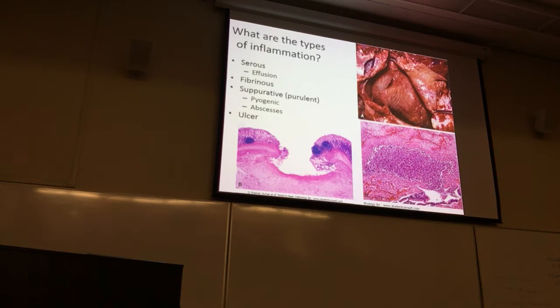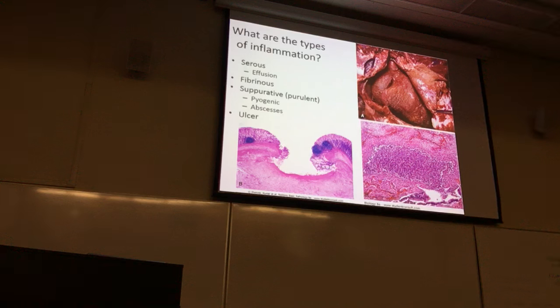An abscess is a local accumulation of that pus that's contained within a tissue. And it doesn't actually get discharged or get released. And so it forms a nodule of pus known as an abscess.